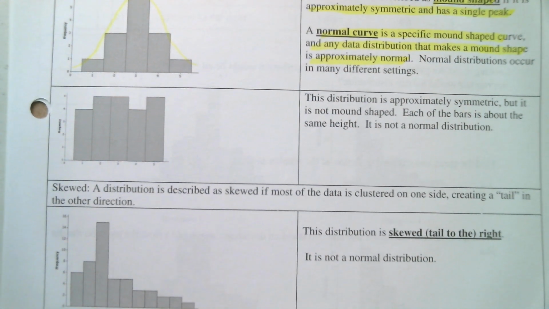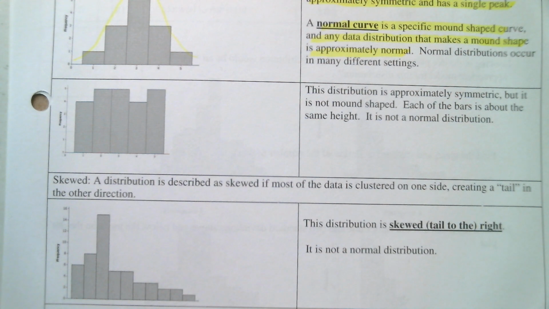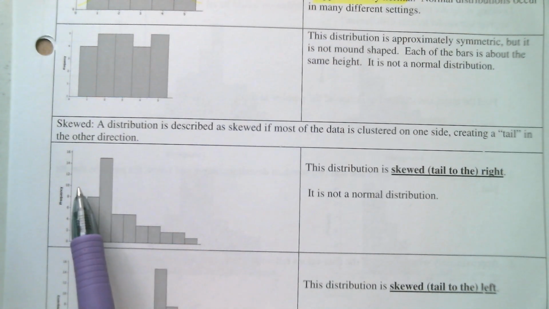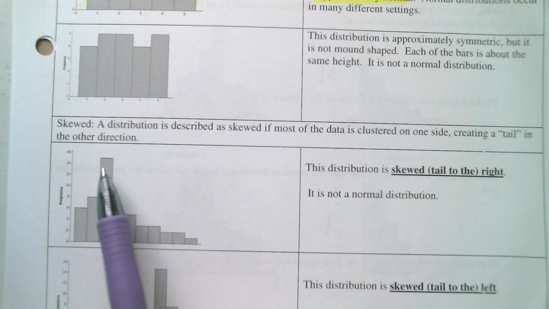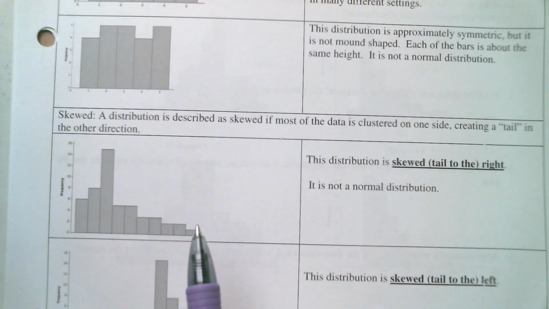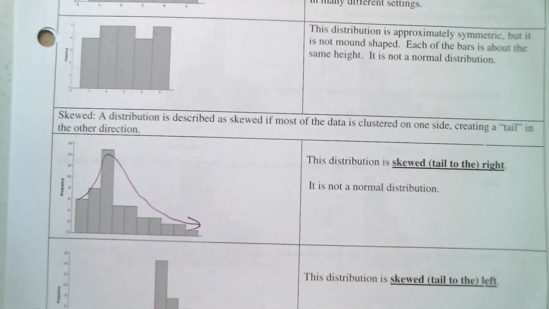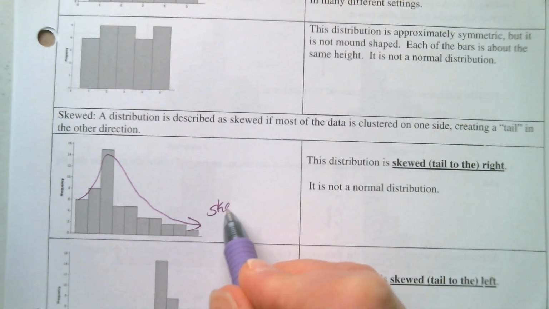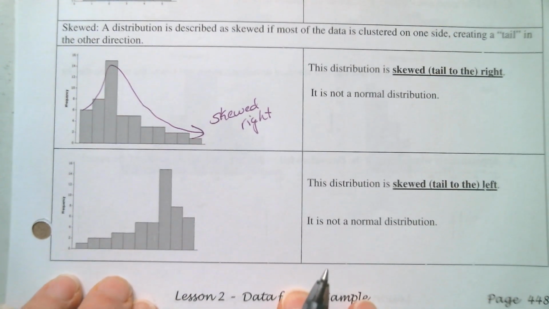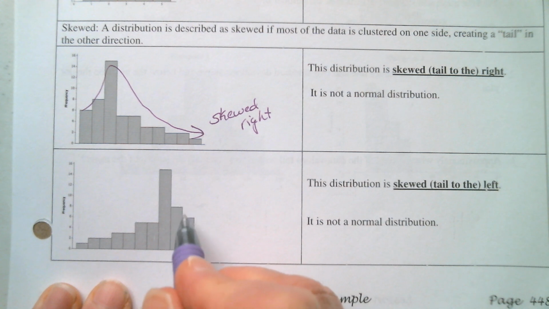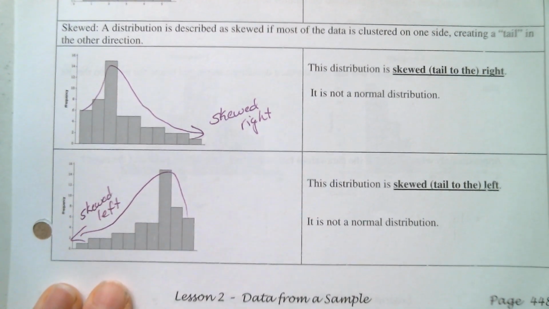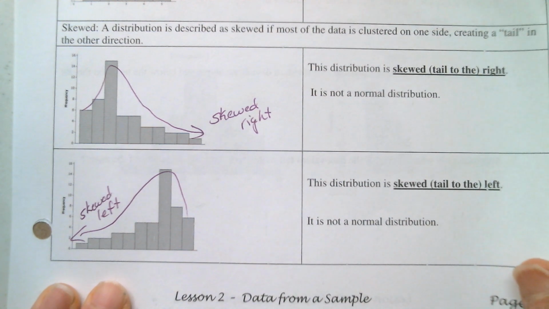Skewed. A distribution is described as skewed if most of the data is clustered on one side, creating a tail in the other direction, and it's described by the direction of its tail. So here, in this distribution, most of the data is on this side, and it is skewed in the direction of the tail, which is to the right. So this is skewed right. It is not a normal distribution. And in this last distribution, we see that this is skewed left. It also is not a normal distribution.